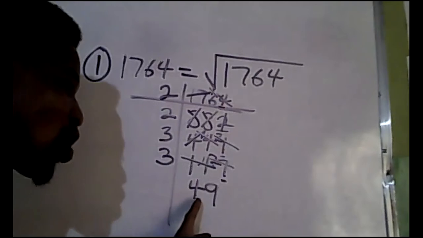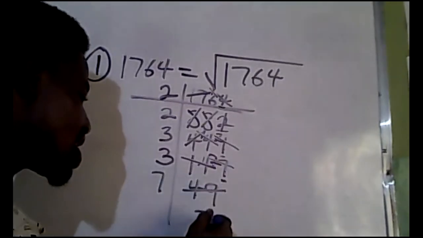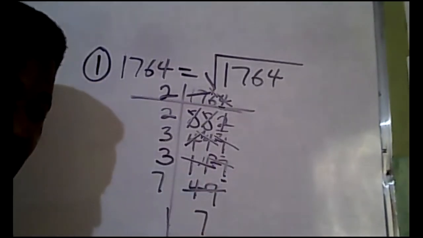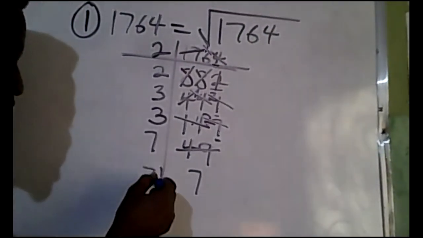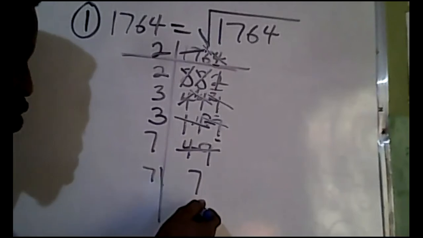What will divide 49? That is 7. 7 in 49 gives 7, okay? Are you seeing it? Now 7 divided by 7 is 1.